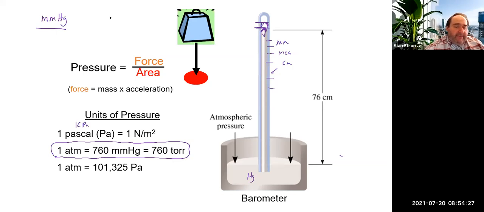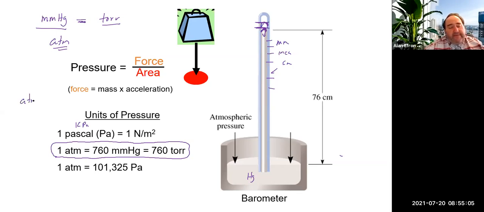The other unit of pressure that's commonly used is a torr. A torr is named after Torricelli, the guy who invented the barometer. And 1 millimeter of mercury is the same thing as a torr, so there is a 1-to-1 relationship between those two. And obviously an atm, which is an atmosphere, is another unit. 760 is the number that we use to do the conversions between the different units.